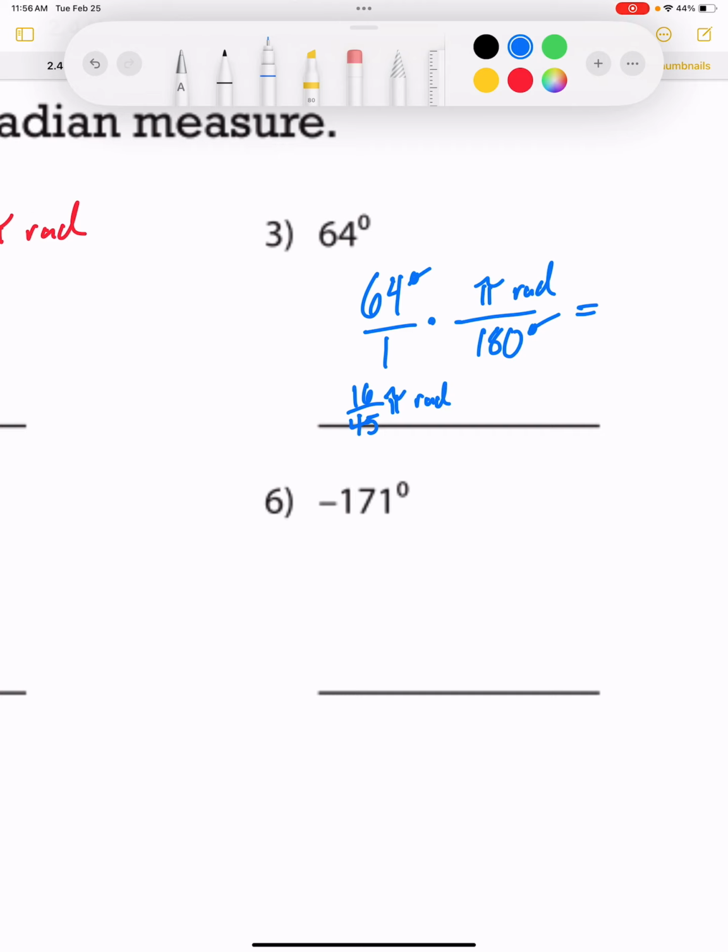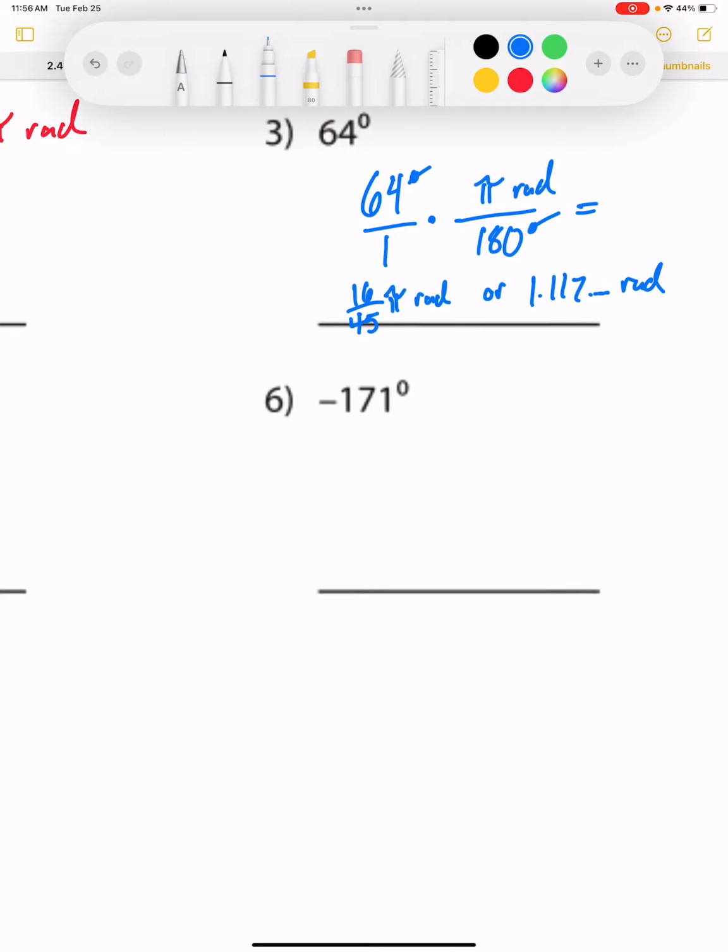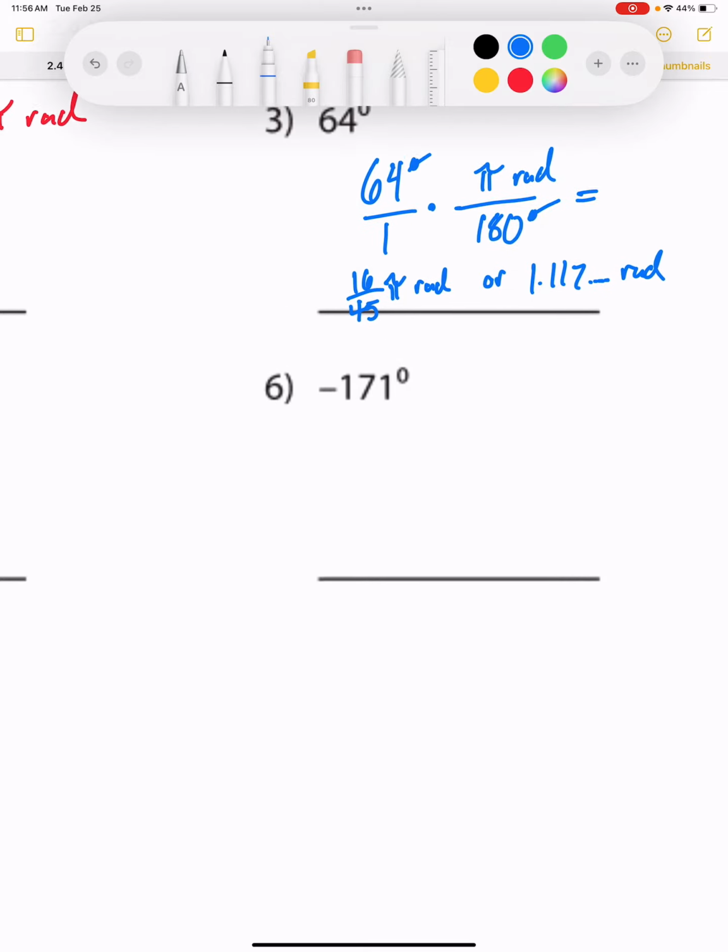All right. I could also write it as a decimal if I wanted to. I'd just say 16 pi divided by 45, and I could get 1.117, and this thing goes on forever, radians. So you don't have to write radians, but I'm just writing it because I don't want you to get confused. So basically, for degrees, you're going to see 150 degrees, right?